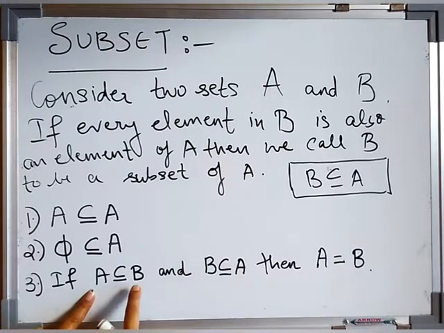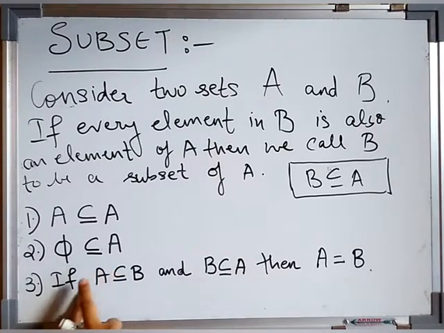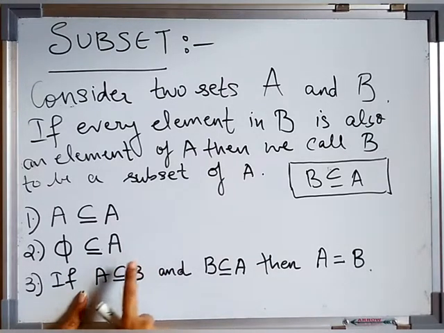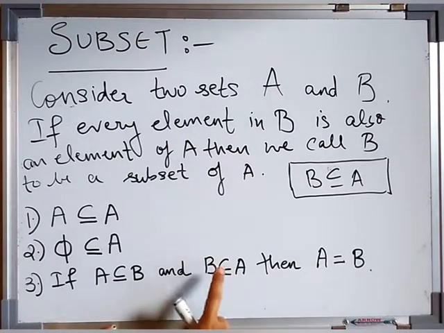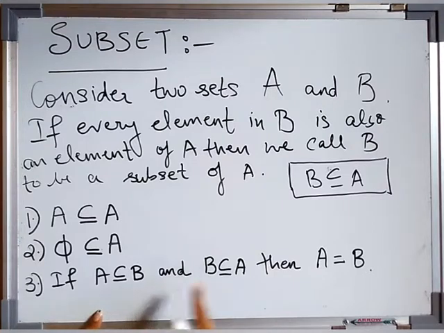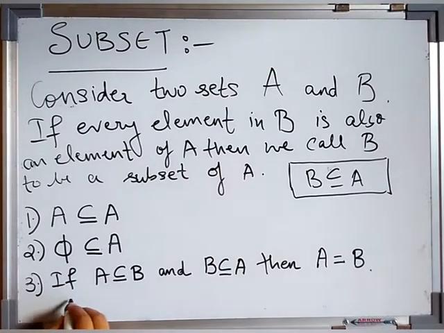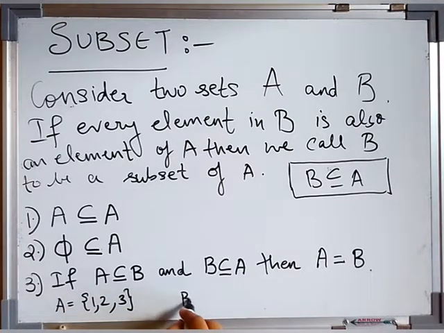A is a subset of B means every element in A is an element in B, and B is a subset of A means every element in B is an element in A. So naturally A is equal to B. We will try to write an example which will satisfy both the conditions. Okay, every element in A, consider A as {1, 2, 3}. Now I want to form B. Now every element in A is in B, so this element has to be in B.